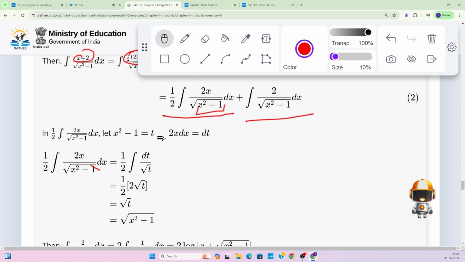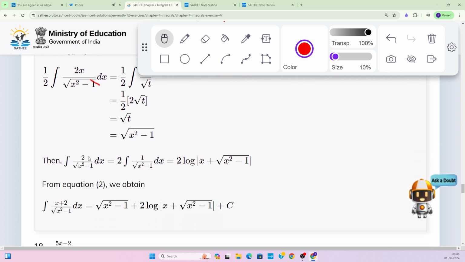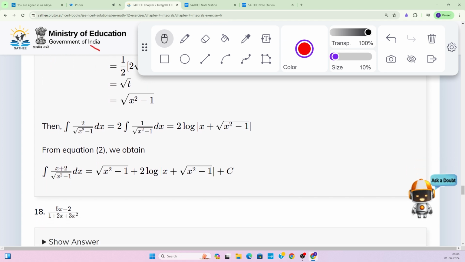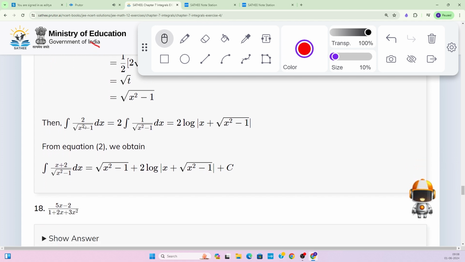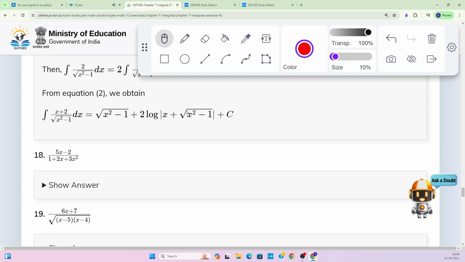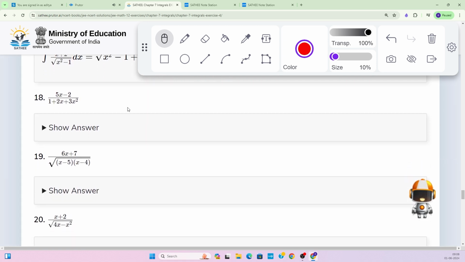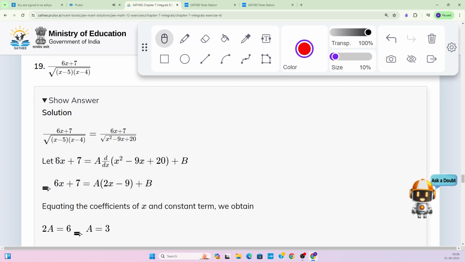Now for the second part, you have the integration of 2 divided by root of (x square minus 1) dx. This can be directly evaluated using log, and it equals 2 log mod (x plus root of x square minus 1). So the final answer is root of (x square minus 1) plus 2 times log modulus of (x plus root of x square minus 1) plus some constant. Now let's see the 19th problem.